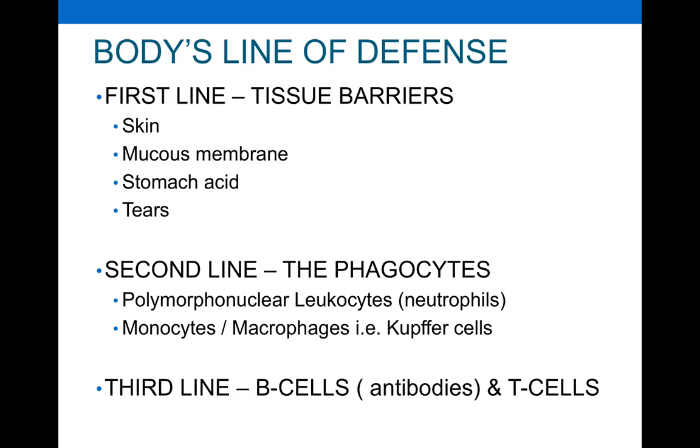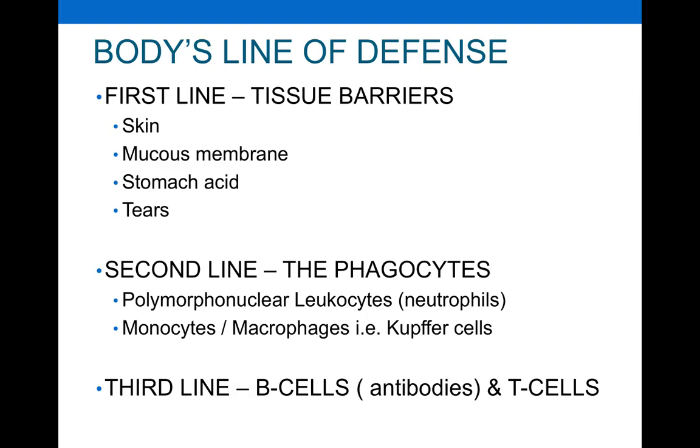The second line of defense, generally, we call the phagocytes. These are the polymorphonuclear leukocytes, or what we know as neutrophils. And also phagocytes, meaning there are monocytes or macrophages. We have different types of macrophages in our body, which will be discussed a little bit later. An example of a macrophage would be the Kupffer cells, which are found in our liver.